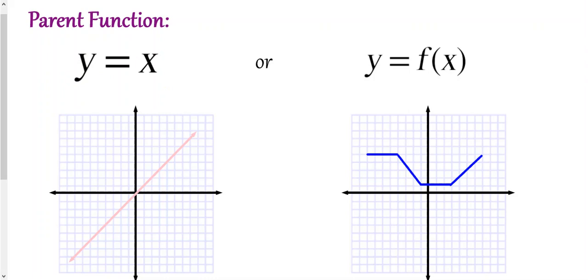And this was a graph that you dealt with a lot in Algebra 1. It's just a straight line, positive slope, goes through the origin. This is a parent function because nothing has moved this line away from the origin.